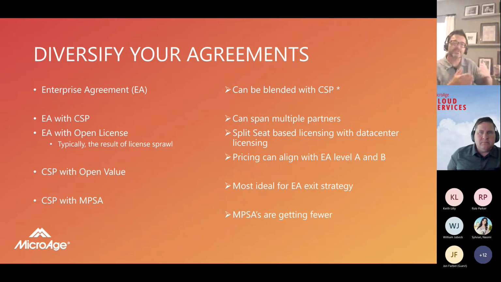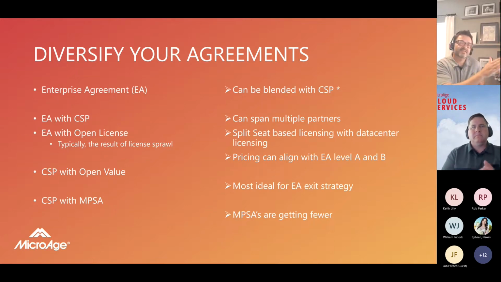Consult with a partner that can help you navigate how to collapse that into something more manageable and more cost effective. We can talk that through with you. But you can split seat-based licensing from data center licensing. That's typically what we see. You keep your seat-based licensing on CSP, and then your data center licensing, like Windows and SQL and even RDS CALs, all of that can go to a more transactional type of agreement.